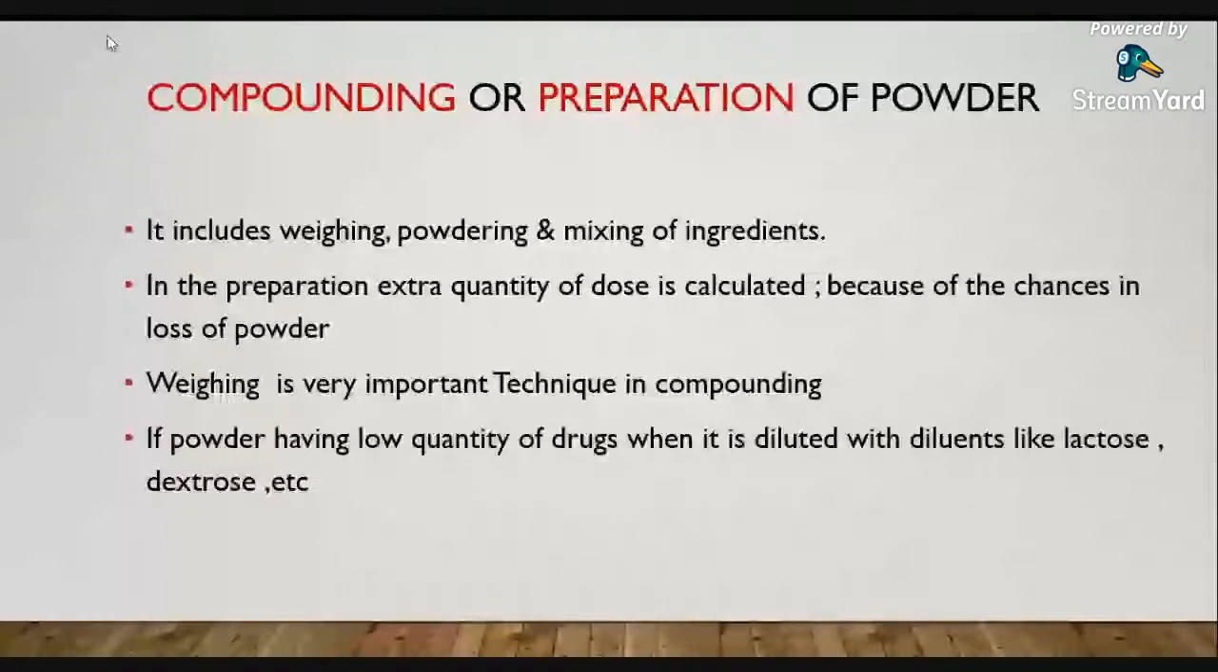After that, if the powder has a low quantity of drug, just like potent drugs, whose quantity is small and whose effect is high, then when we make such a powder, the drug quantity is low. In such a condition, diluents are added, and the diluents used are lactose, dextrose, salt, etc. Okay, means if the quantity of drug is smaller, then to increase the dose size we are using diluents like lactose, dextrose, starch, sodium chloride, likewise.